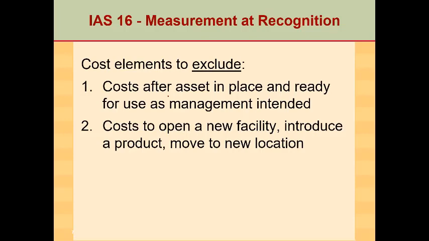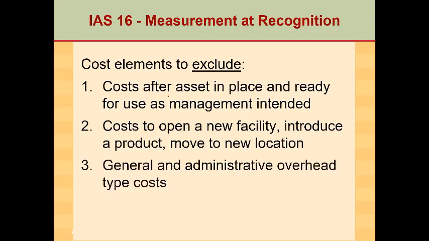Or if you relocated the machine inside the factory, for example the machine was on the left and you will move it to the right. So this is another cost that will not be added to the cost of the asset. General and administrative overhead type cost: any general administrative overhead cost will not be added. I mean, the cost of the supervisor that is supervising the working of that machine will not be considered part of that. Electricity is not part of the cost of the asset.